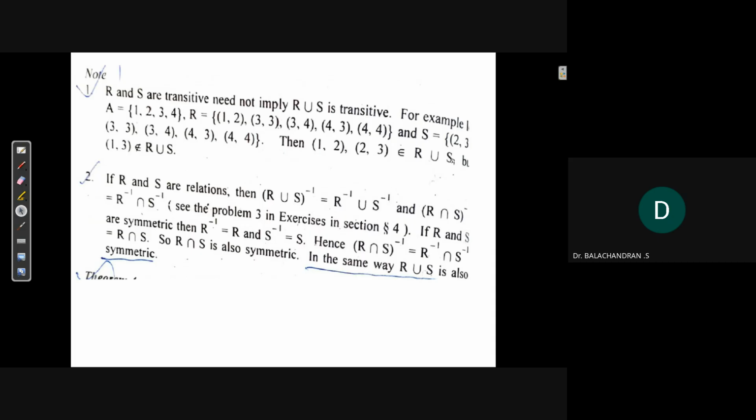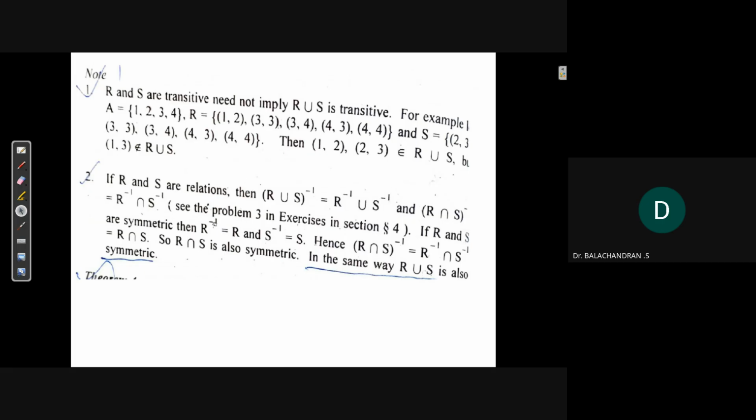R union S. But (1,3) is not in R and not in S, and hence (1,3) is not in R union S. So the union of two transitive relations need not be a transitive relation. So this is an example.